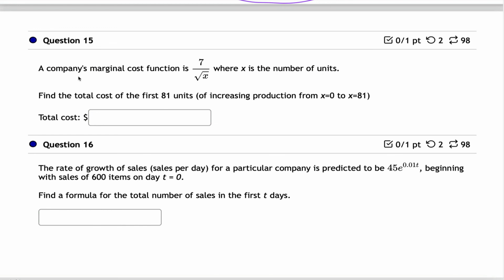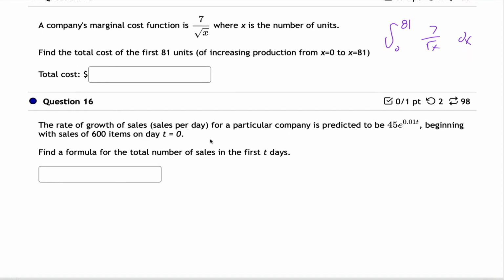We throw some business calculus terms around. It's kind of nice being a business calculus class. We have a marginal cost function. Oh, how cool. Find the total cost of the first 81 units. As you probably guessed, this is just asking you to figure out the definite integral from 0 to 81 of 7 over the square root of x dx.